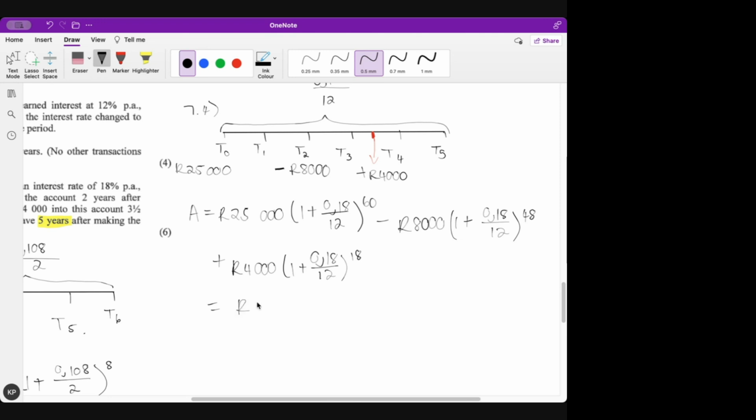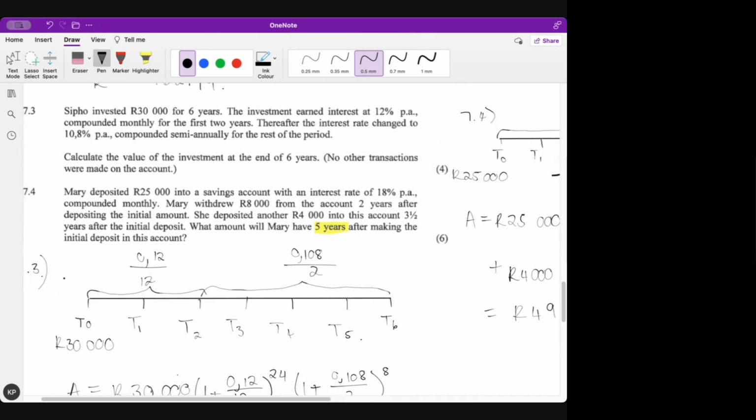I have a different answer here, but maybe I have made a mistake. 49,962.03. Thumbs up, thumbs down from everyone else. Are we getting the same? We all got the same. Okay, then that means there must be a mistake in my calculations.